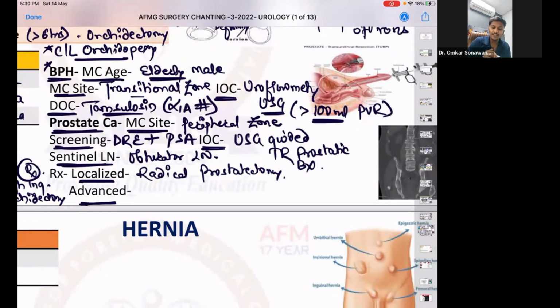Next, if it is advanced prostate cancer, if it progresses further, then it is hormonal therapy. Anti-androgens are usually given to the patient to decrease the size of the prostate.